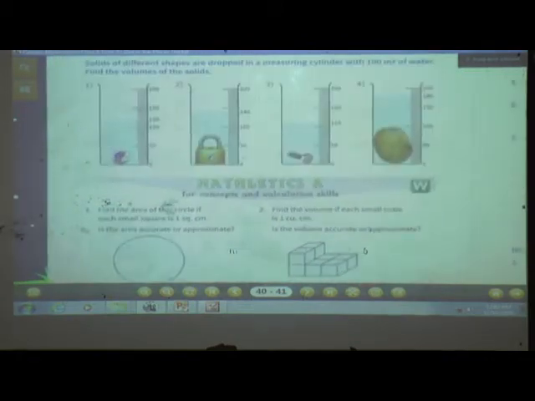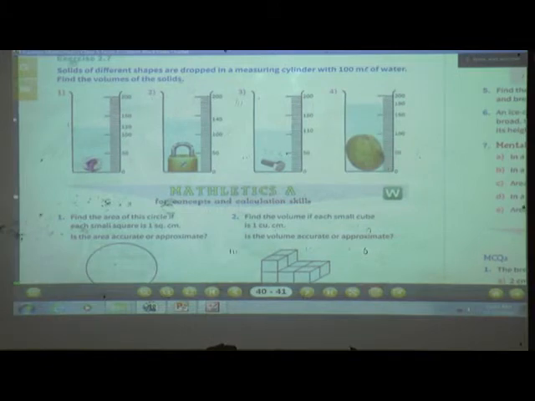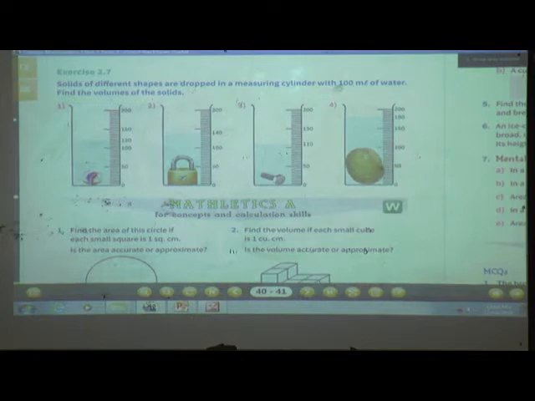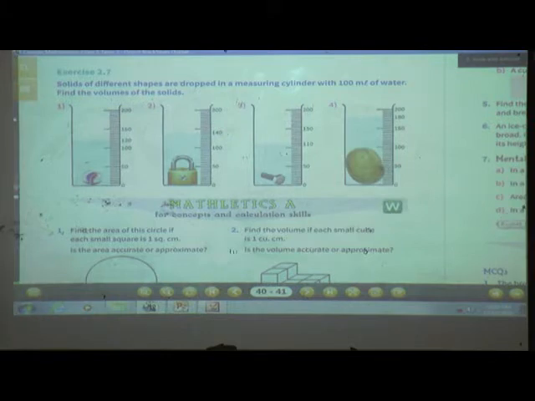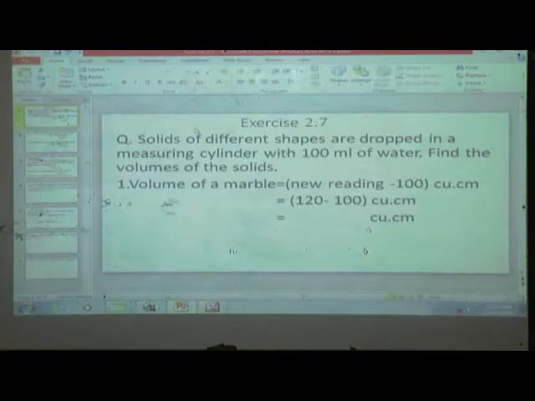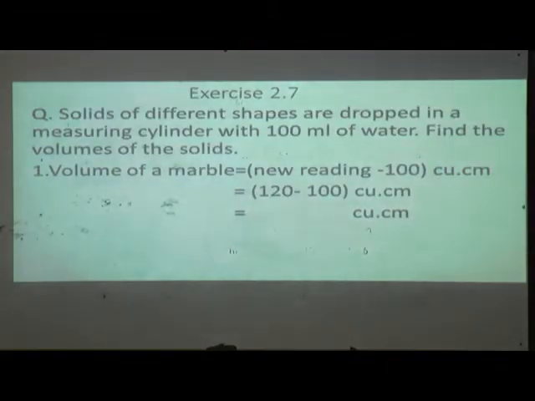Students, solids of different shapes are dropped in a measuring cylinder with 100 ml of water. Find the volumes of these solids. Here they have given some examples, so we are going to solve it one by one. Exercise 2.7. See, first one.